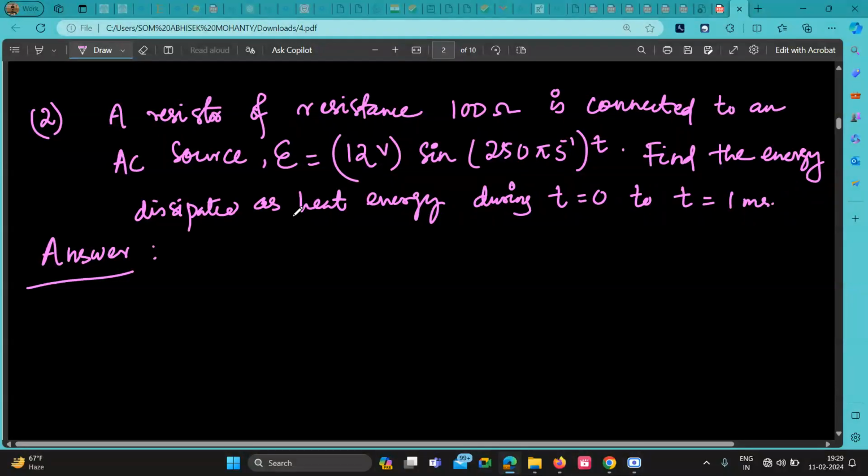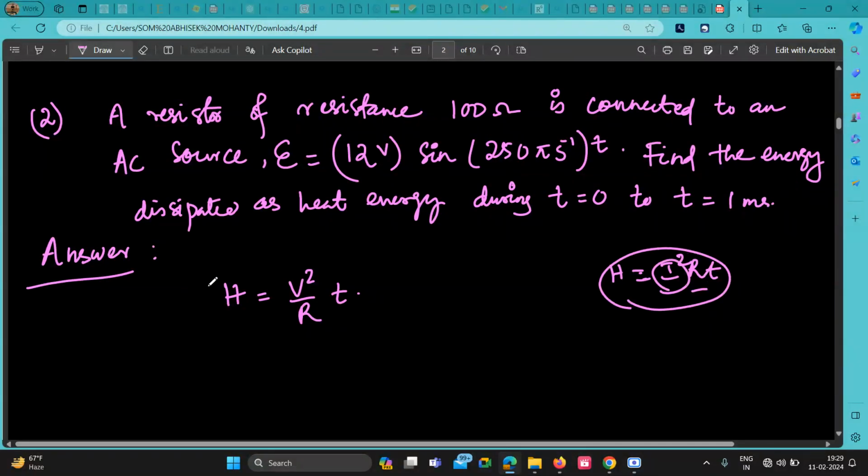Your EMF is given. How to get the heat? Heat we know is how much? V square by RT. As R and V are given here, we use this formula. Otherwise, we would have used I square RT, but when I and R are given. Here H is equal to V square by RT, and your EMF is given 12.